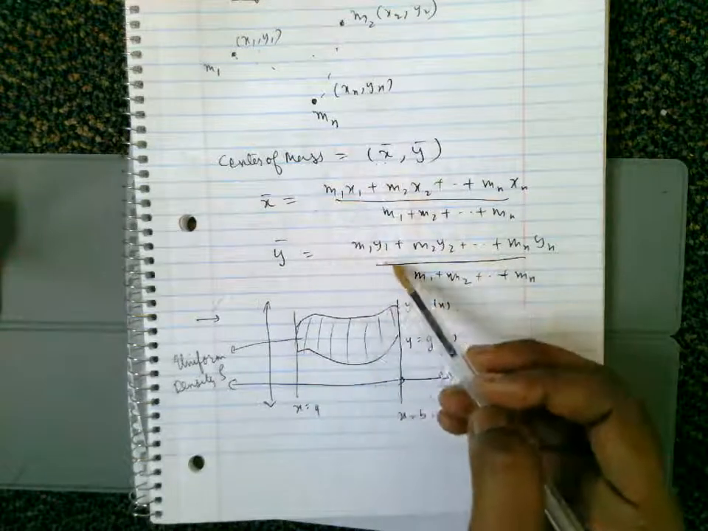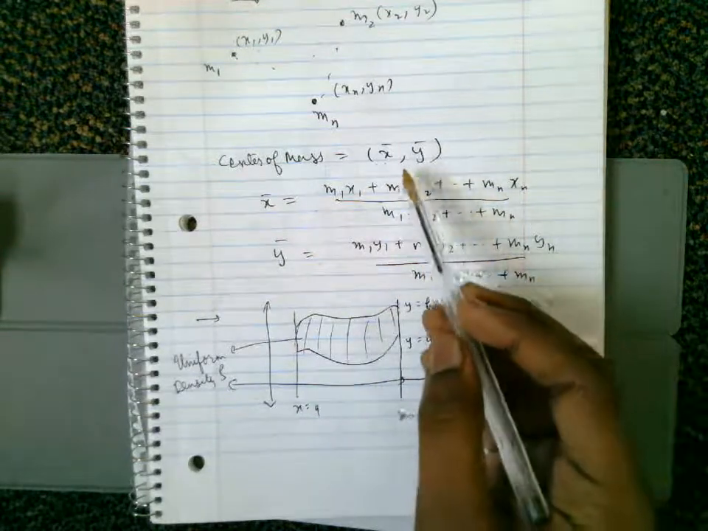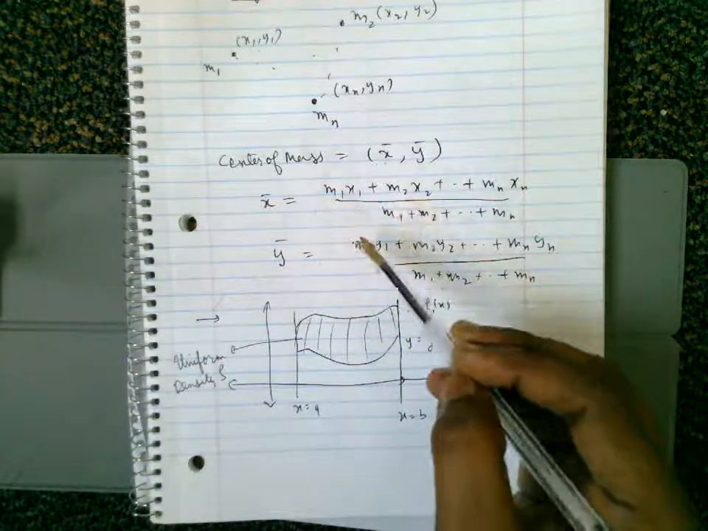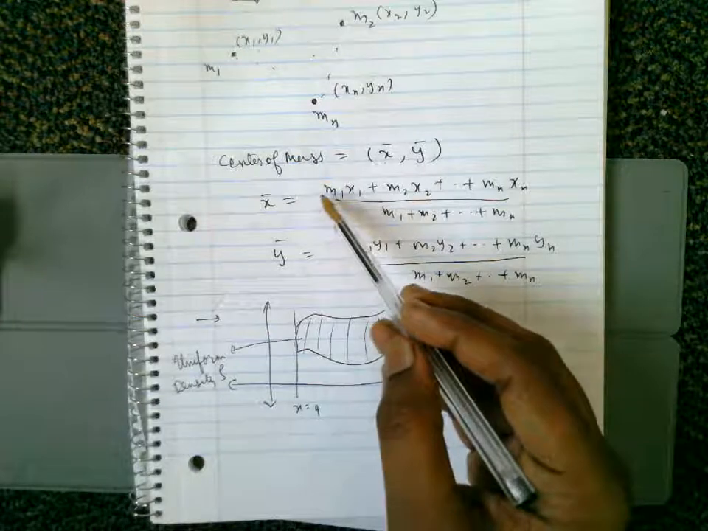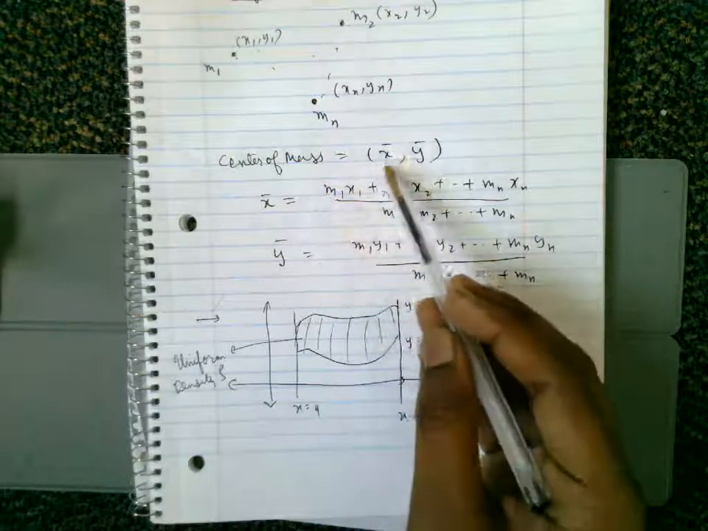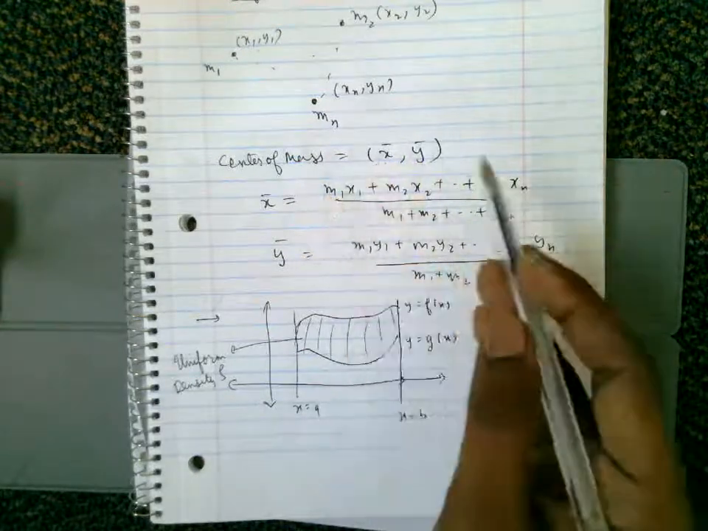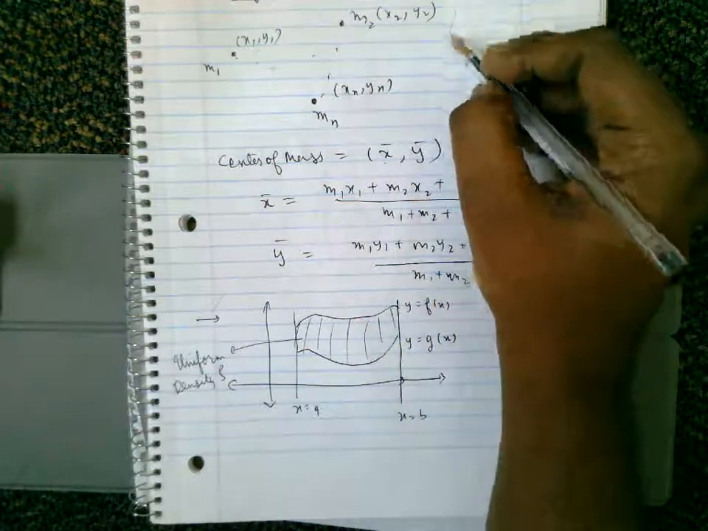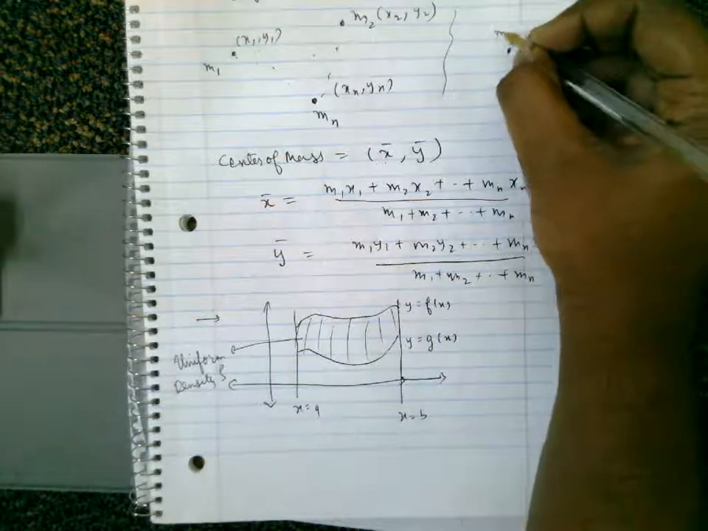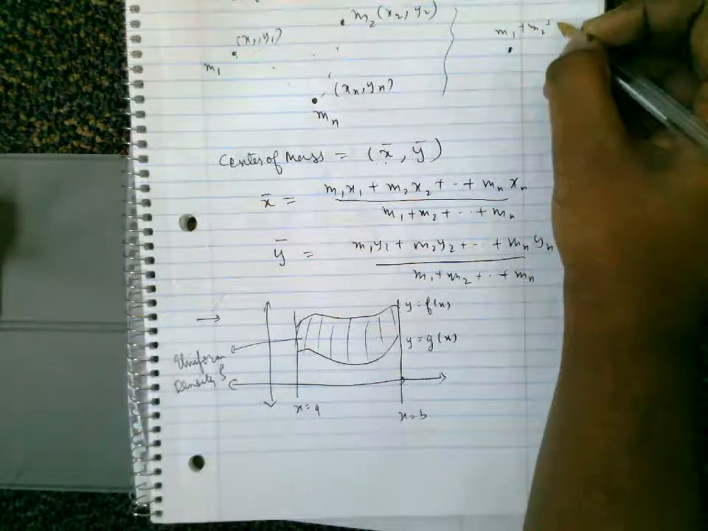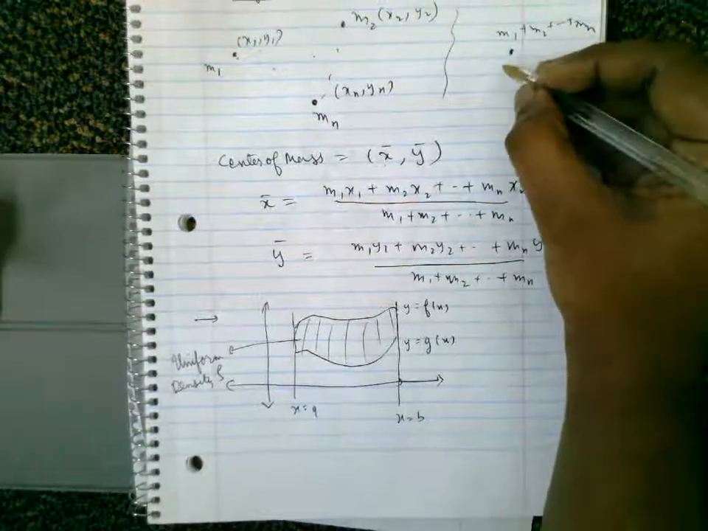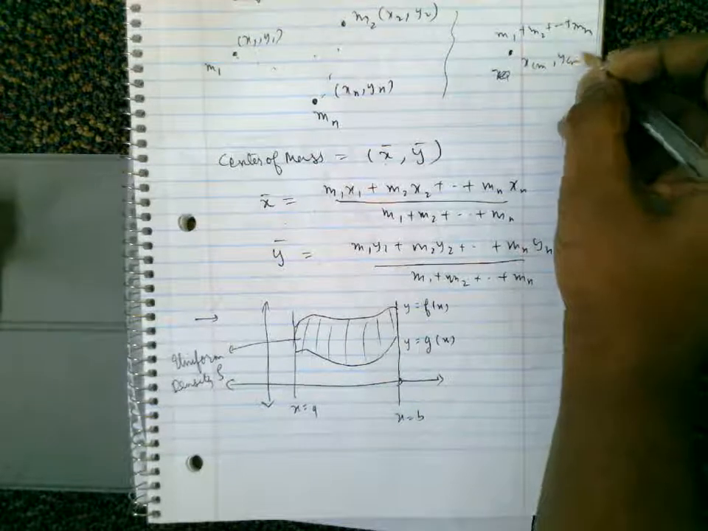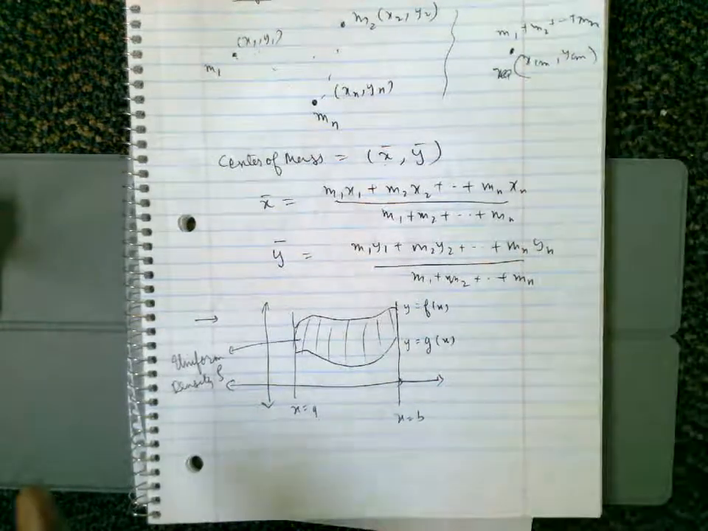And similarly for the y coordinate. So it is just like the one-dimensional case, but you have to apply this formula twice to find both coordinates of the center of mass, the x coordinate and the y coordinate. Then in that case, the system is just the same as a point mass with mass m1 plus m2 and so on up to mn, located at the coordinate of the center of mass.